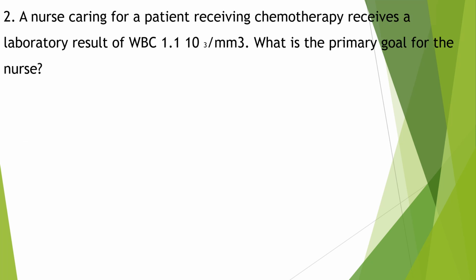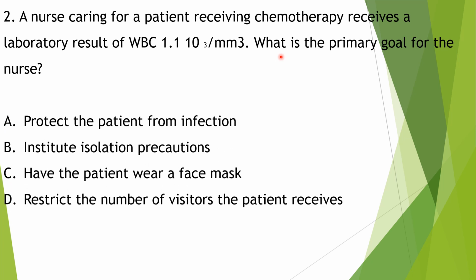The nurse caring for a patient receiving chemotherapy receives a laboratory result of WBC 1.1 into 10 raised to 3 per millimeter cube. What is the primary goal for the nurse? Protect the patient from infection, institute isolation precautions, have the patient wear a face mask, or restrict the number of visitors the patient receives. So here the patient is receiving chemotherapy, and the WBC value is lowered. When the WBC is lowered, the patient needs to be protected from infection.